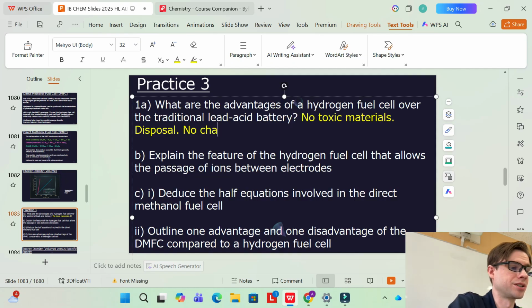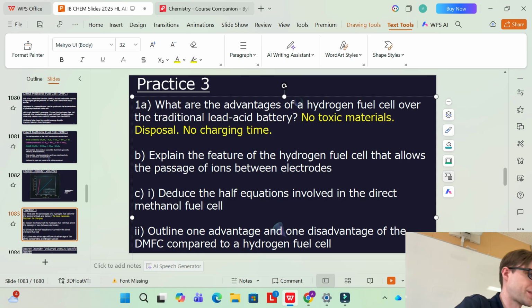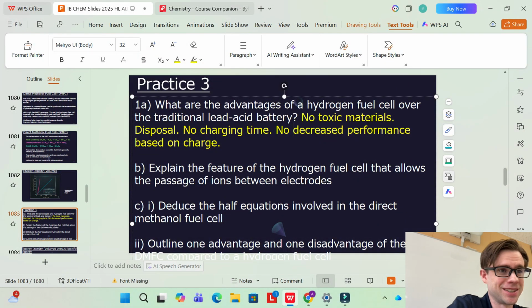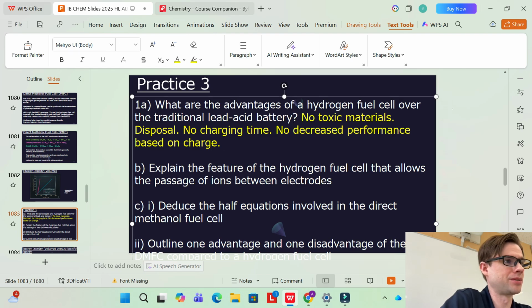What else? No charging time. If you really need to go now and start your car, and your battery's dead, you need to charge it, essentially. Whereas with fuel cells, you just put the fuel in and it's always ready to go. No decreased performance based on charge. When batteries get low, they often lose voltage as well. So they get worse energy output as they discharge and have a lower amount of energy stored, whereas the fuel cell has a constant amount of energy output.